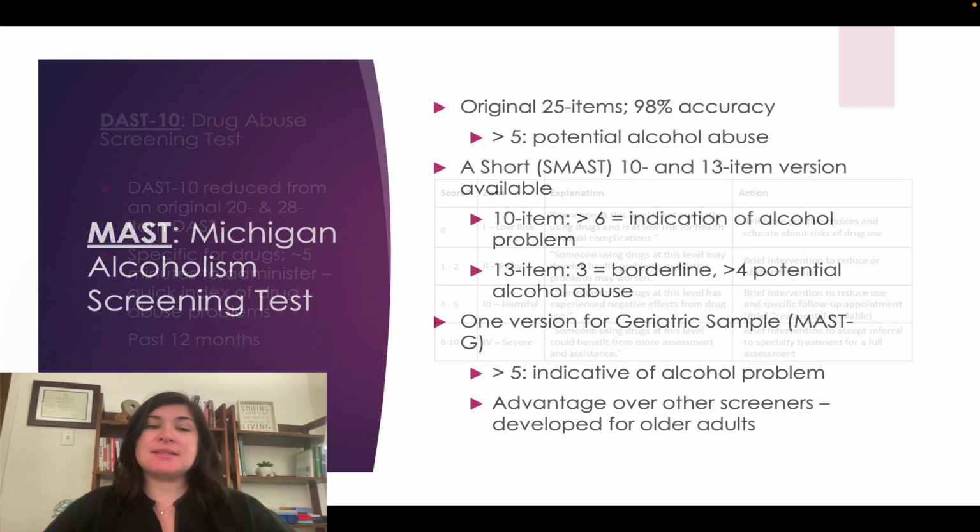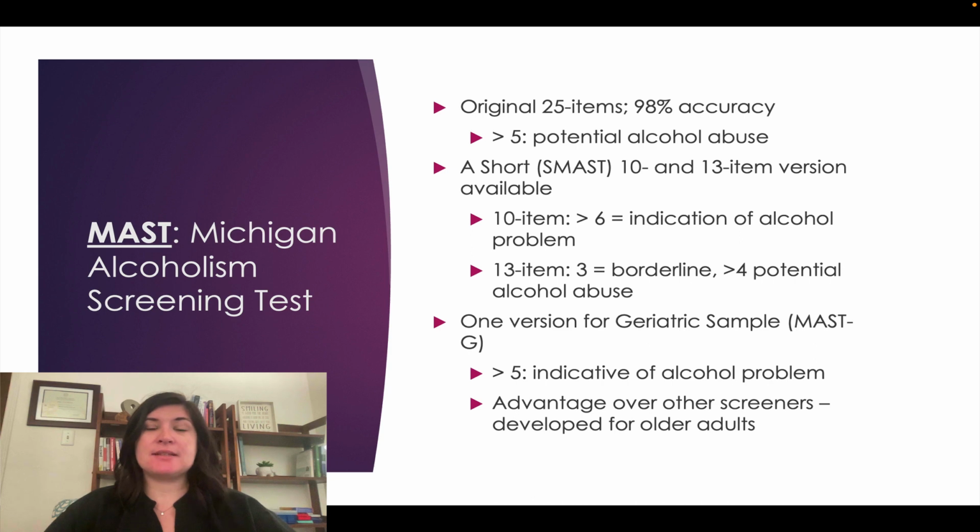The MAST, or the Michigan Alcohol Screening Test, is originally 25 items with 98% accuracy in predicting potential alcohol abuse. For this one, if you score above 5, then that would represent potential alcohol abuse. There are shorter versions, which are called the SMAST, which is a 10 item or 13 item version. And there is one version for geriatric samples called the MAST-G.